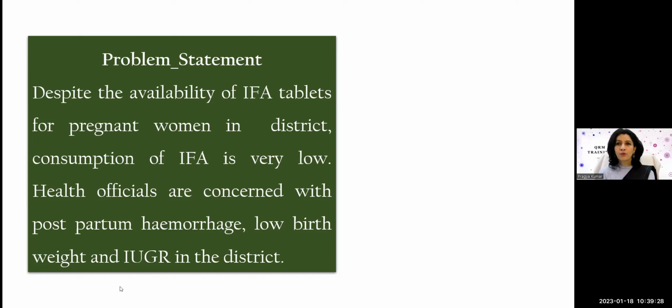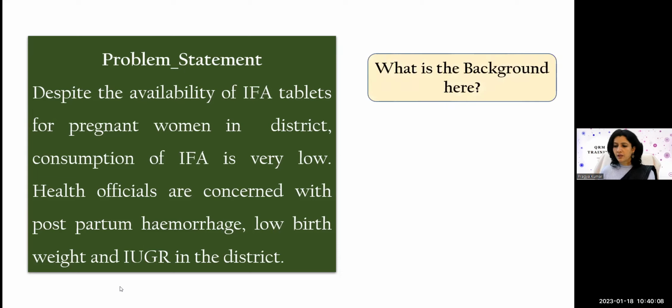Thank you, Manisha. So now, all of you, please identify what is the background, what is the problem, and what is the significance, or is anything missing here? Yes, Sundar is writing significance is missing, true. But what about background? Consumption of IFA is the background. Despite the availability of IFA for the pregnant women in the district, the consumption of IFA is low. So the background is the low IFA intake despite availability. Akanksha is right. And then what is the problem? Because of that background, the problem is PPH, low birth weight and IUGR.